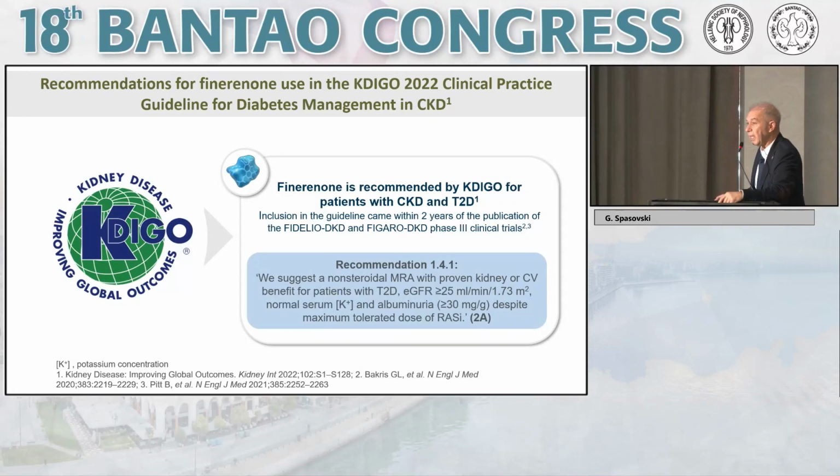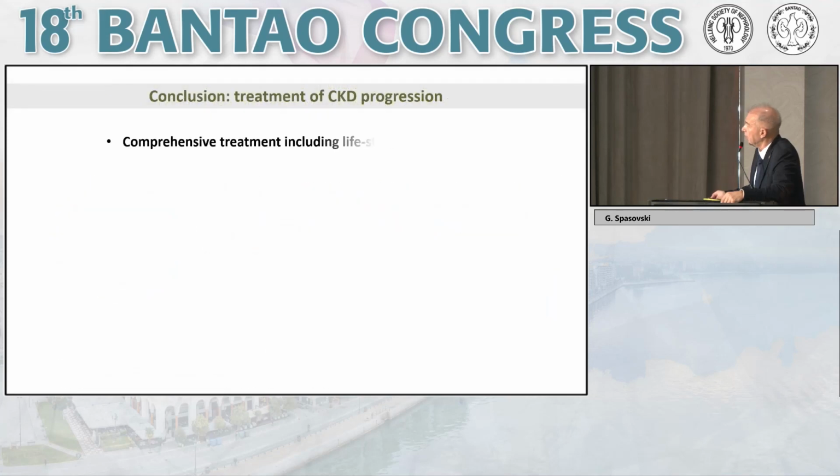So we have obtained finerenone included in almost all association guidelines. And this is the latest KDIGO guideline, which included finerenone as recommended by KDIGO for patients with CKD and type 2 diabetes. The recommendation was to suggest a non-steroidal mineralocorticoid receptor antagonist with proven kidney or CV benefit for patients with type 2 diabetes, eGFR above 25, and albuminuria above 30, with a maximum tolerated dose of RAS inhibitors.